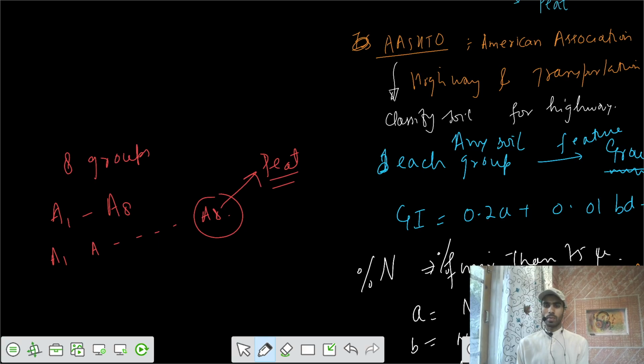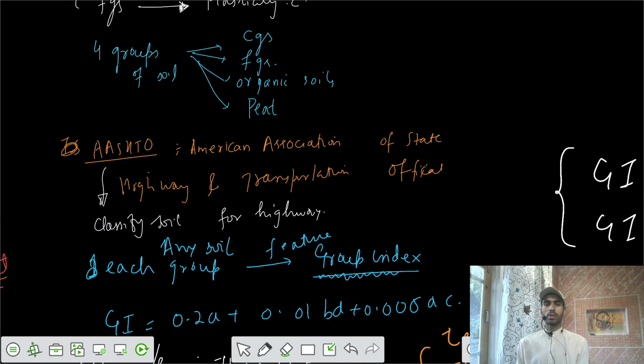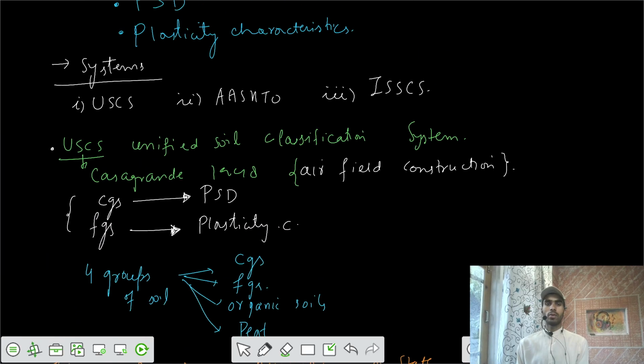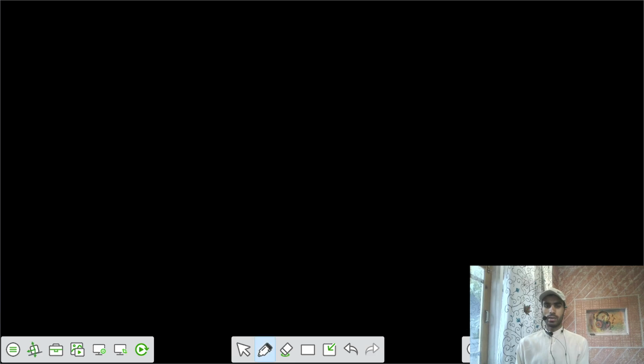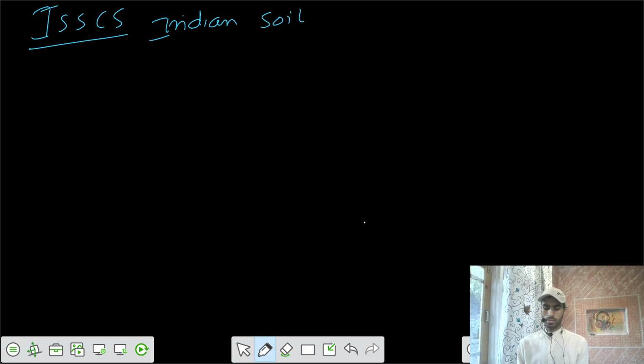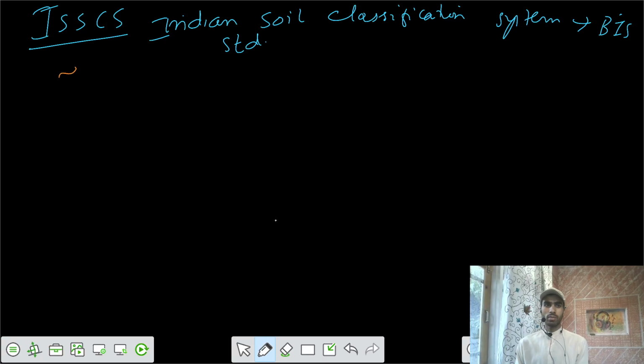Okay. Now coming to our main system, that is the third one. That's our main job to perform: ISSCS, the Indian Standard Soil Classification System, given by the Bureau of Indian Standards, BIS. This one is actually derived from USCS.